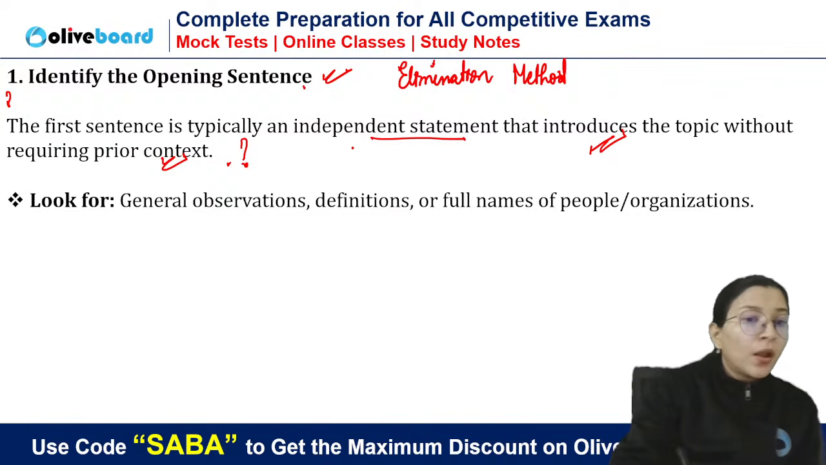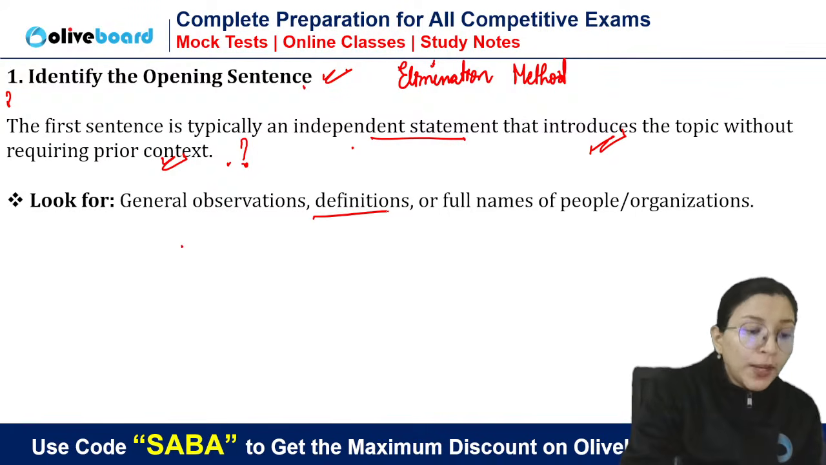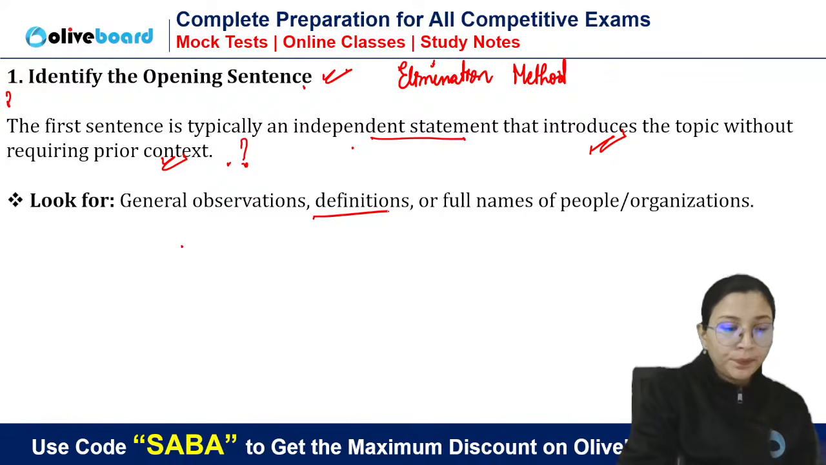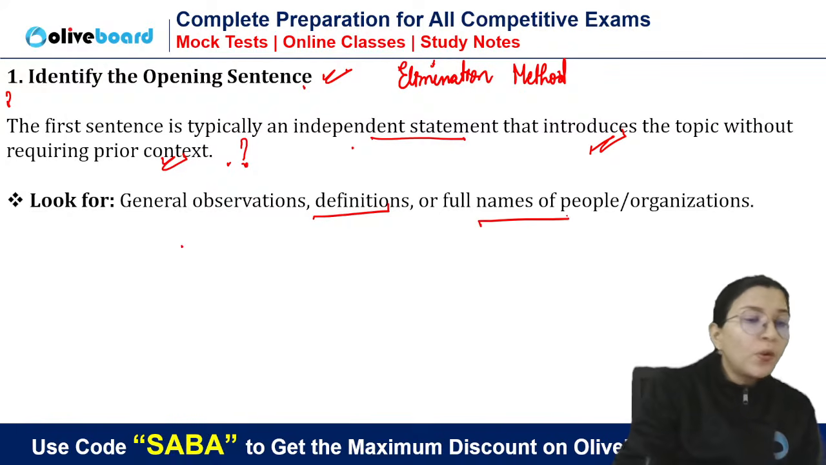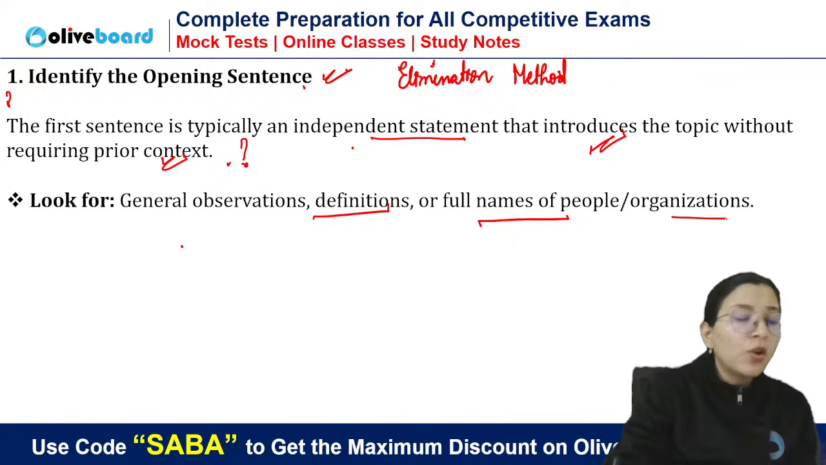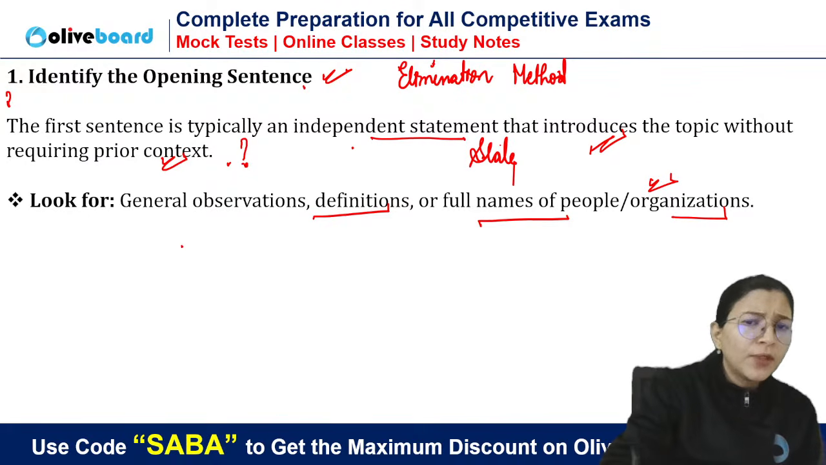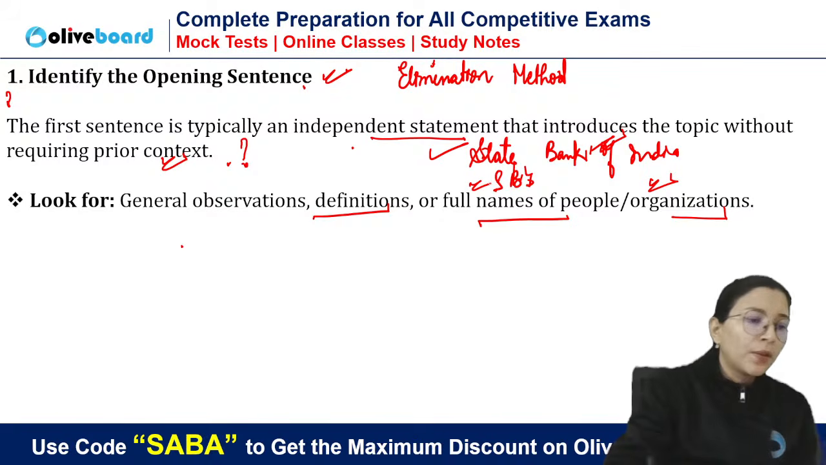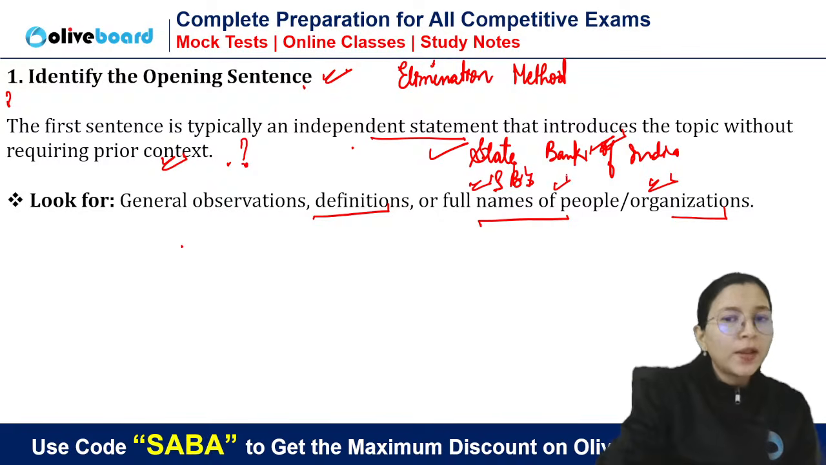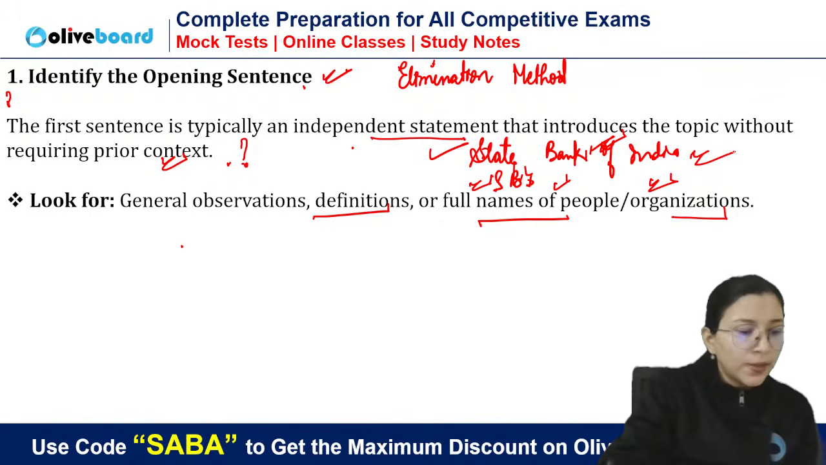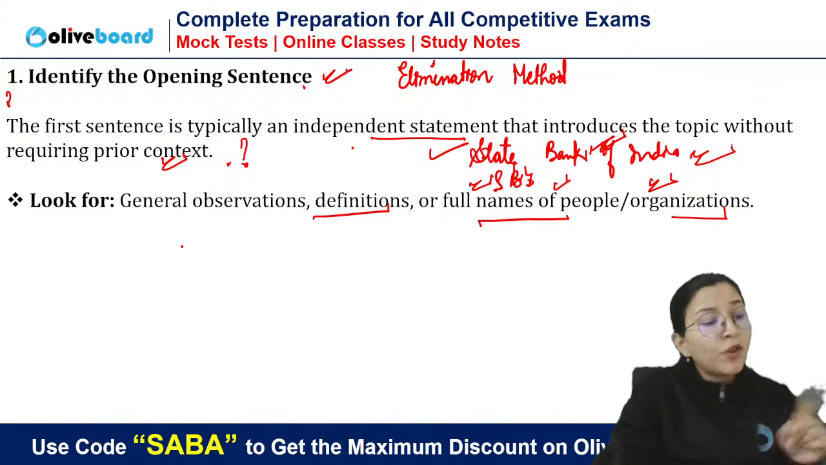See, if there is a definition, usually definitions are the first sentence. Usually, if the full name of people or organizations is given, then that is also the first sentence. Very few people know this. Suppose somewhere State Bank of India is written in one sentence, and in another sentence only SBI is written. So immediately you should know that first State Bank of India will come and then SBI will come. It will never happen that you first do SBI and then come to State Bank of India. Is it clear? So abbreviations, if the full form is given.